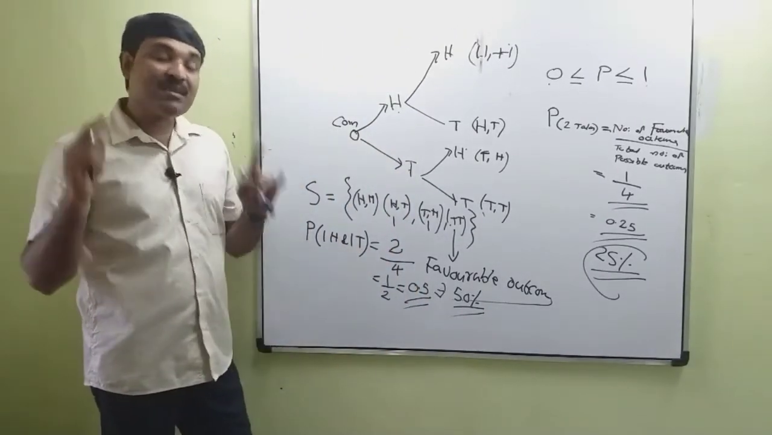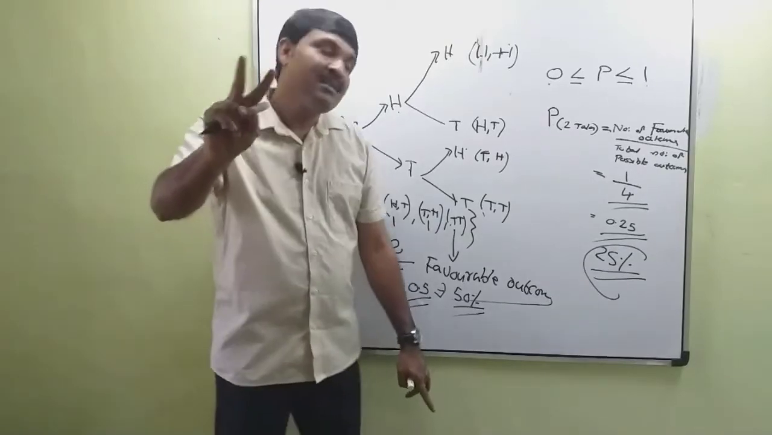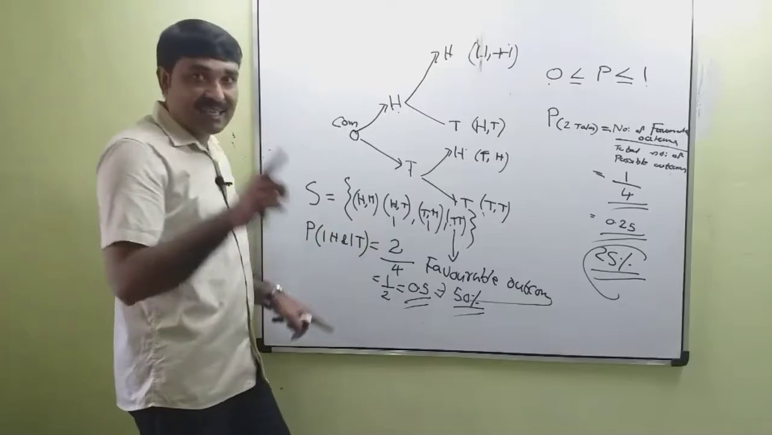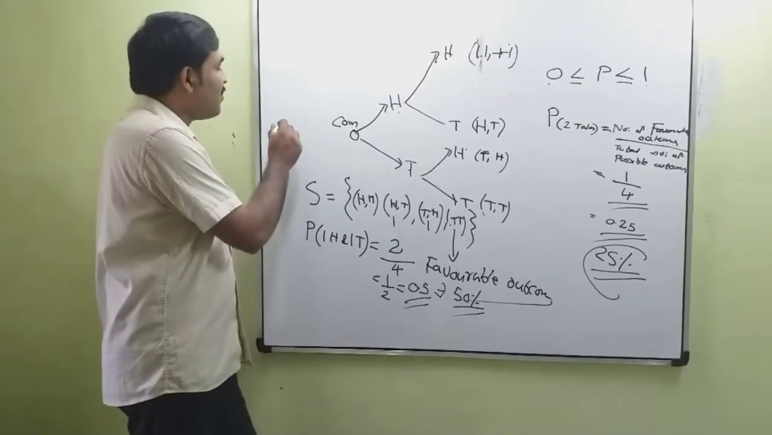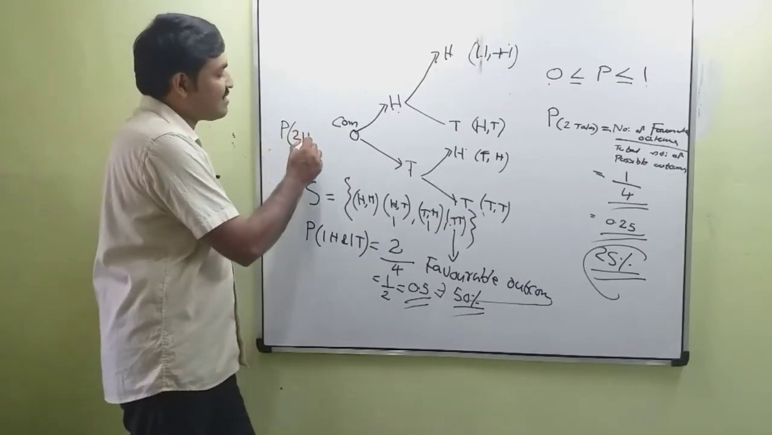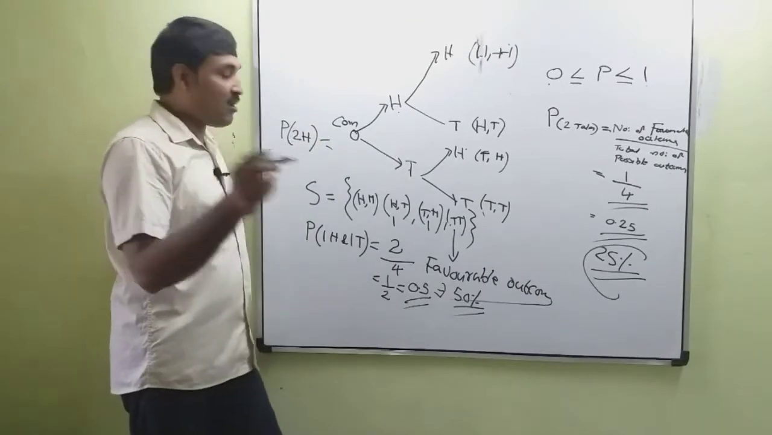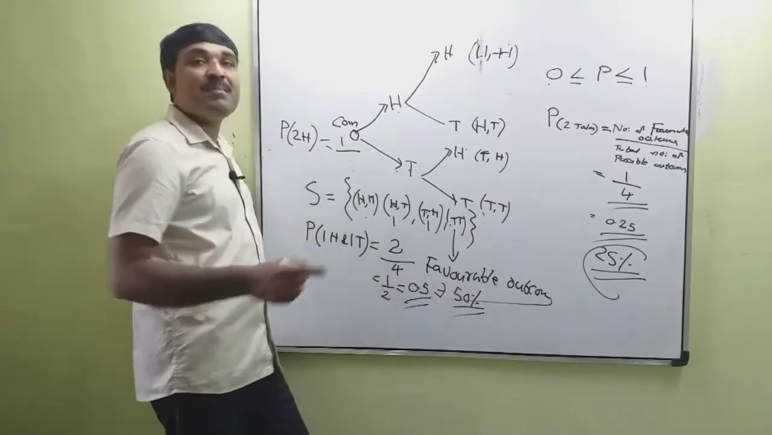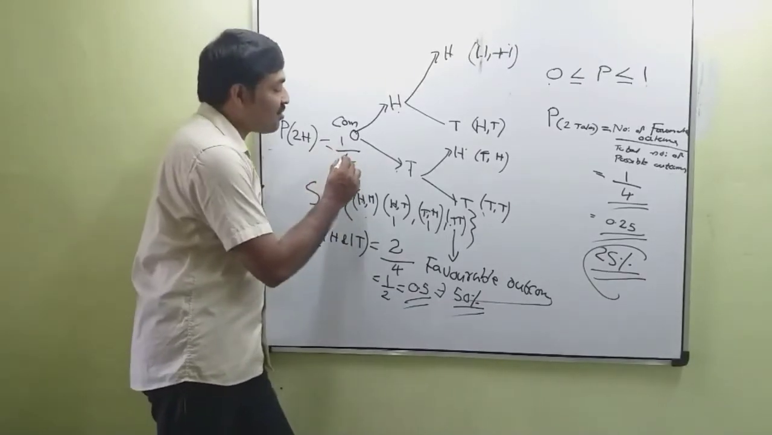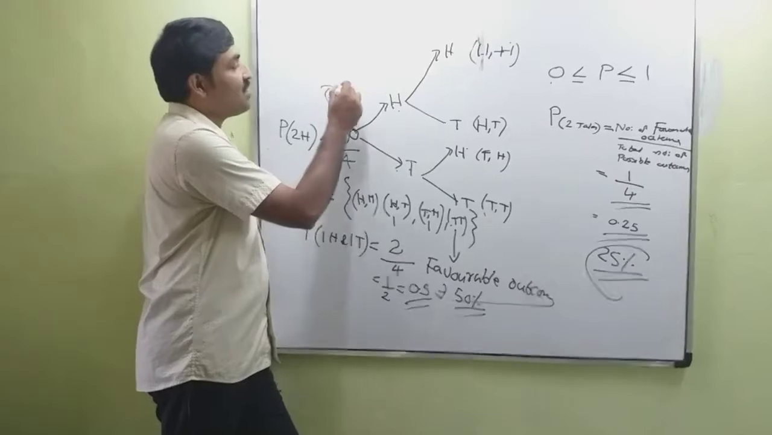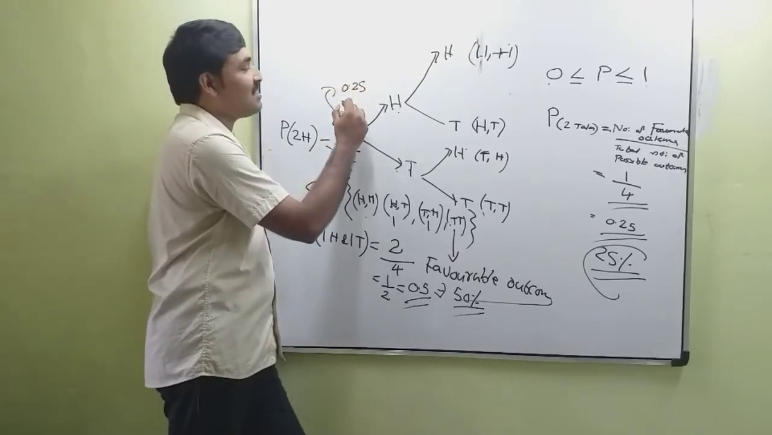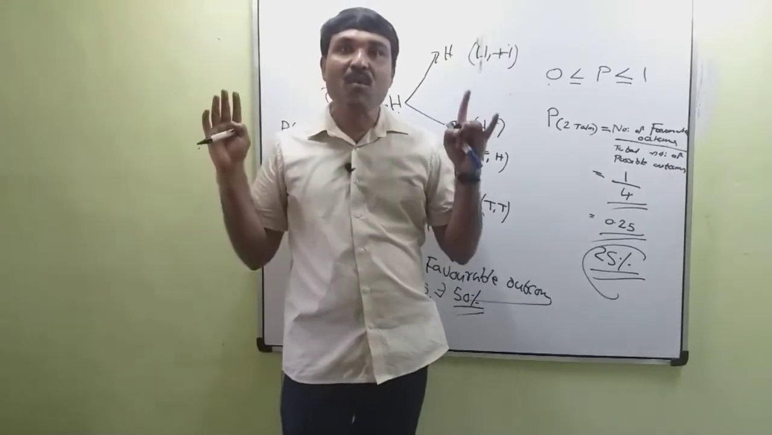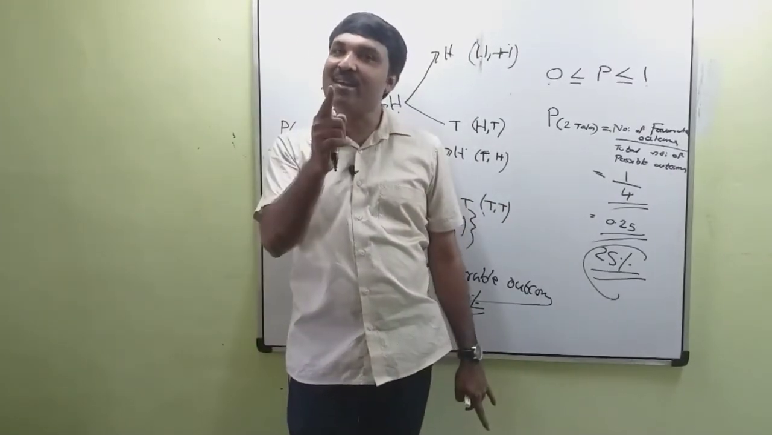Now what is the probability of getting two heads? The number of favorable outcomes is 1, that is H and H, the only favorable outcome. So the probability of getting two heads is equal to the number of favorable outcomes, only 1, divided by the possible outcomes, that is 4. 1 by 4 is equal to 0.25, which is 25%. So the value of probability lies between 0 and 1.